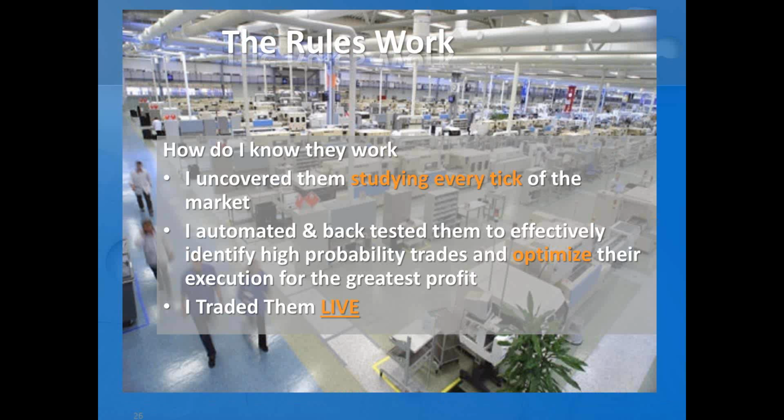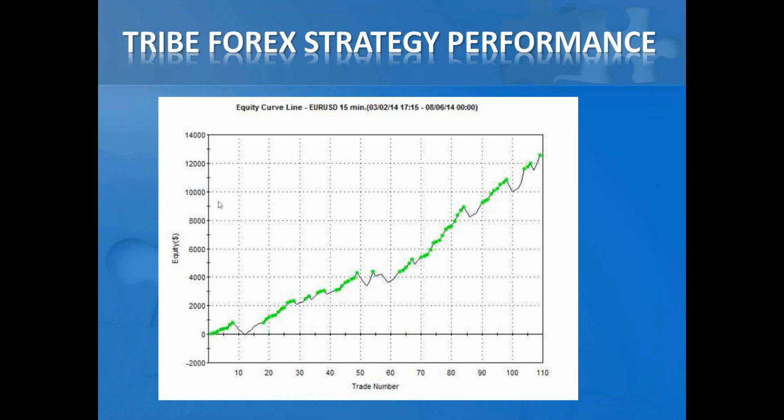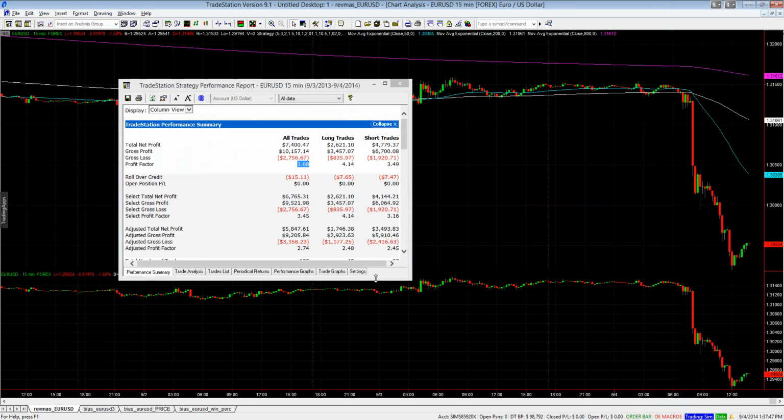So how do I know that these principles work? I've lived them, and I've also automated, back tested, and optimized them, and I've traded them all live. That's how I know. Okay, so this is the strategy that you actually saw from March to current time. This is based off of a $10,000 account, and it's not perfect. I can go back to the live one. That's probably better.